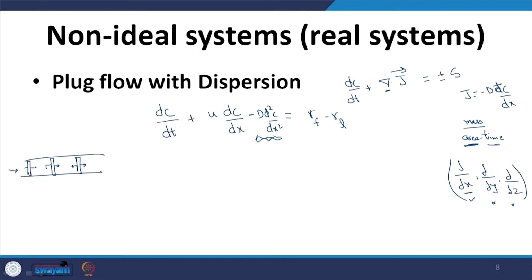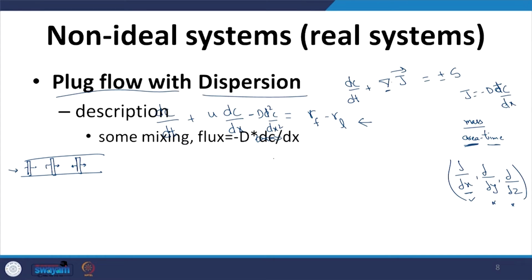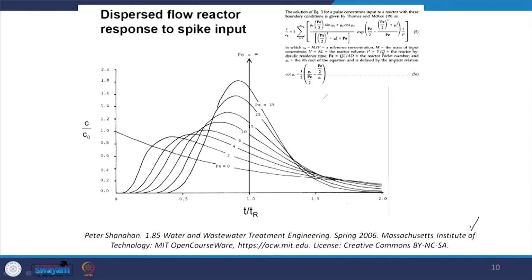So, if we take this into account, you can solve this, not relatively easily, but people have solved it. If you solve this, you will get the case for plug flow with dispersion. And let us see what we have out here. Some mixing, meaning with flux equal to minus D dC by dx, apply mass balance to a differential element, and here again is the reference. We have the input to your reactor, a pulse input, meaning one-time injection of your particular tracer, and this is the solution. Let us not go into that, but just look at what we have out here.